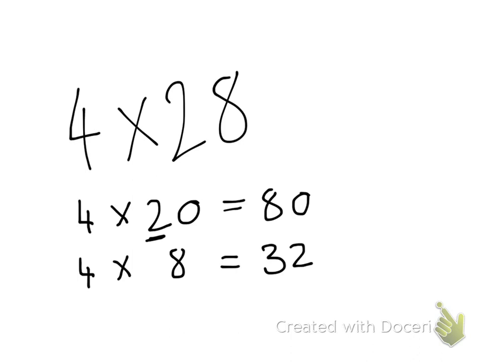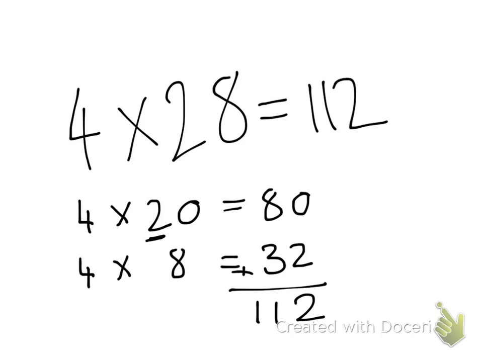The last step is to add these together. I'm going to use working form, because I think that's the quickest way in this case. 0 plus 2 is 2, and 8 plus 3 is 11. So my answer is 112. 4 times 28 is 112.